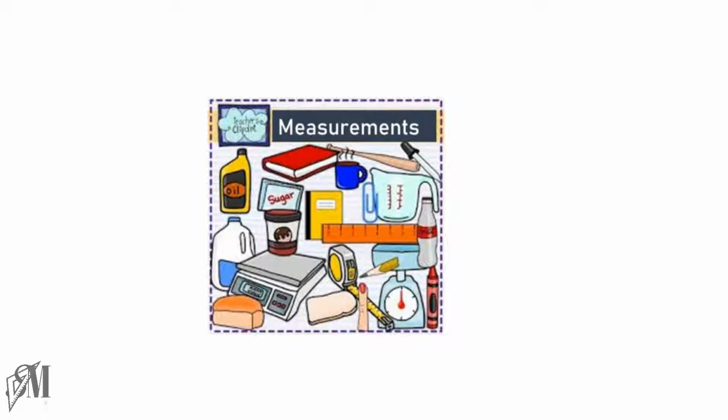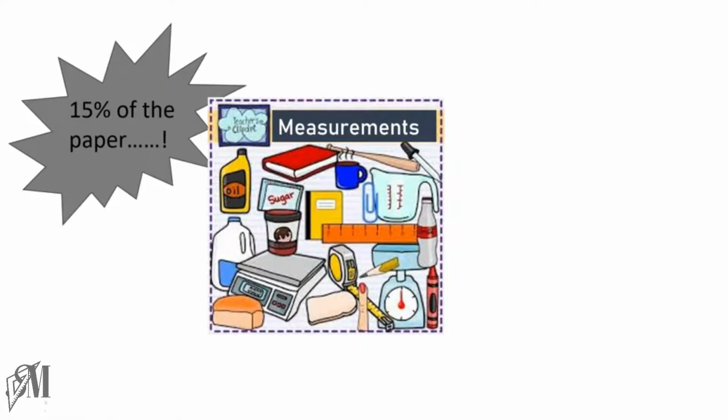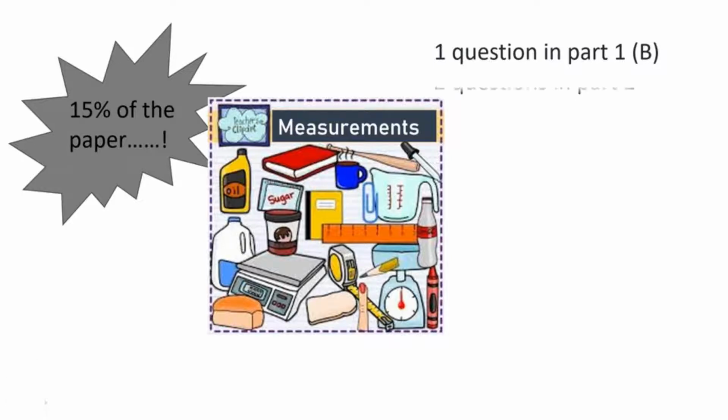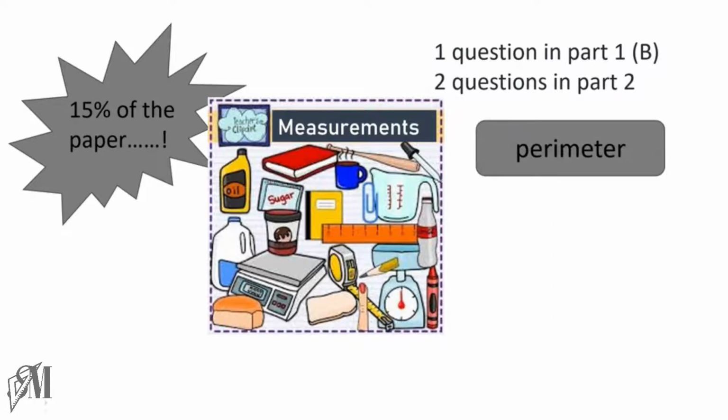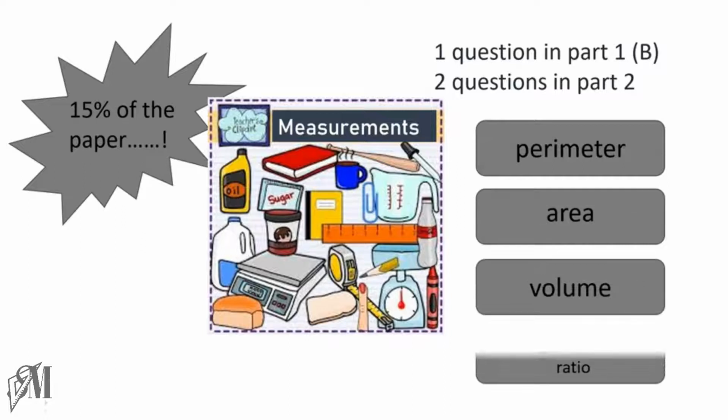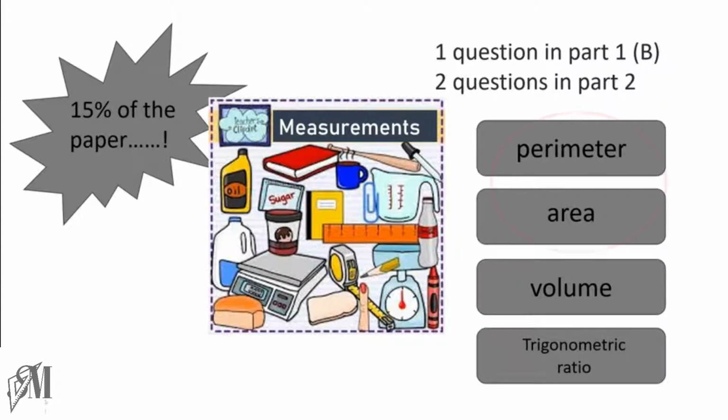Do you know that 15% of your paper includes questions on the theme measurements? One question is probable in part B of the first paper of your O-level exam. And at the same time, two questions are probable in the second part of the paper. The theme measurements includes perimeter, area, volume, and trigonometric ratios. Through this video, we are going to pay our attention to questions related to perimeter and area which are probable in part B of the first paper.